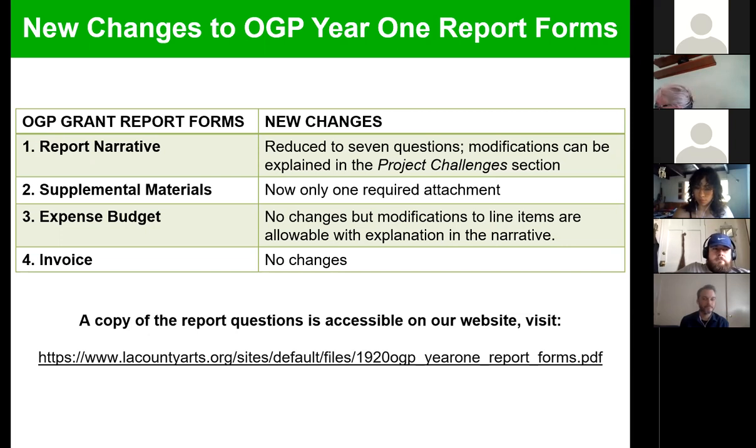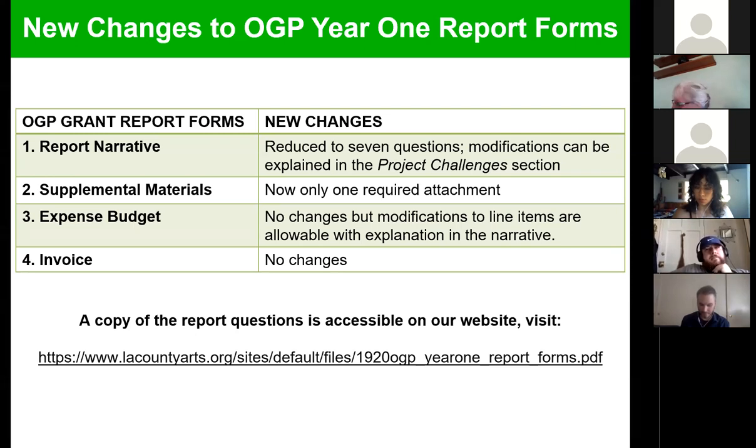I have already spoken to quite a few of the grantees regarding how you're adjusting. What I'm hearing for the most part is that it's still unknown, and that a lot of folks are changing their timeline, but maybe not necessarily what they're spending the funds on. If that is the case, then you would just provide any information about what you are projecting from here till the end of the year in that project challenges section of your report narrative.